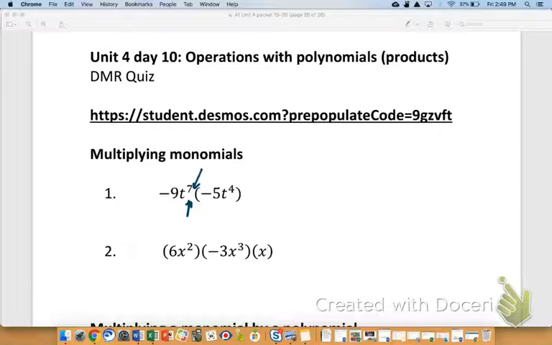So I would think of this as negative 9t to the 7th times, I tried to put a little dot in there, times negative 5t to the 4th. Does anybody have any idea what this is? What do you think, Kate?